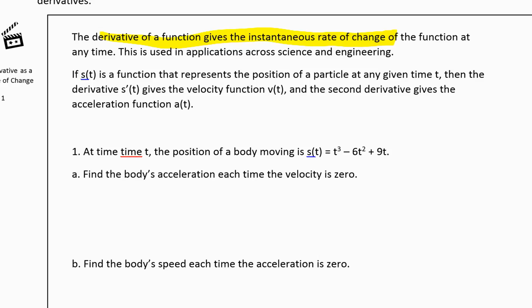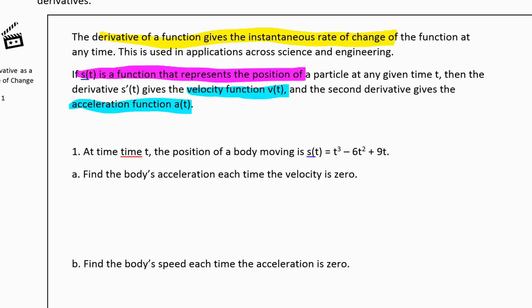So one of the most common things is you'll be given a function that represents a position, and traditionally that'll be called s of t. Okay, so t is time, and for a position, I'm not exactly sure why, but we normally use the name s. Then the derivative, s prime, gives the velocity. And the second derivative, the derivative of the velocity, gives the acceleration.